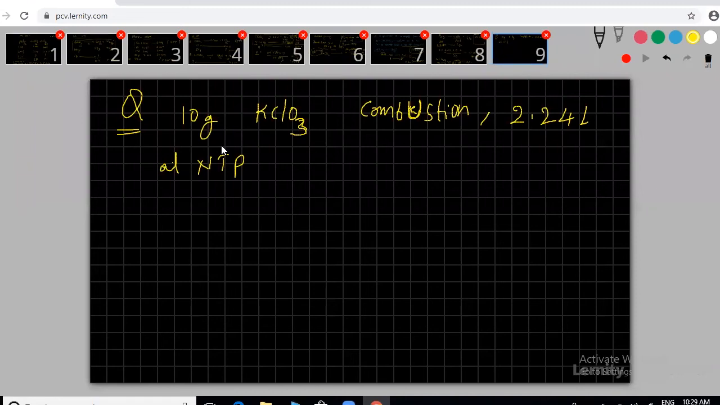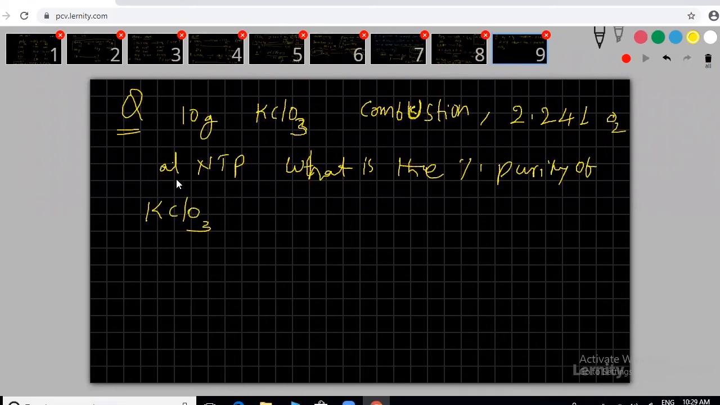What is the percentage purity of the sample of potassium chlorate, nothing but KClO3? So 10 grams of KClO3 on combustion gives 2.24 liters of O2 at STP or NTP. Both are the same. What is the percentage purity?